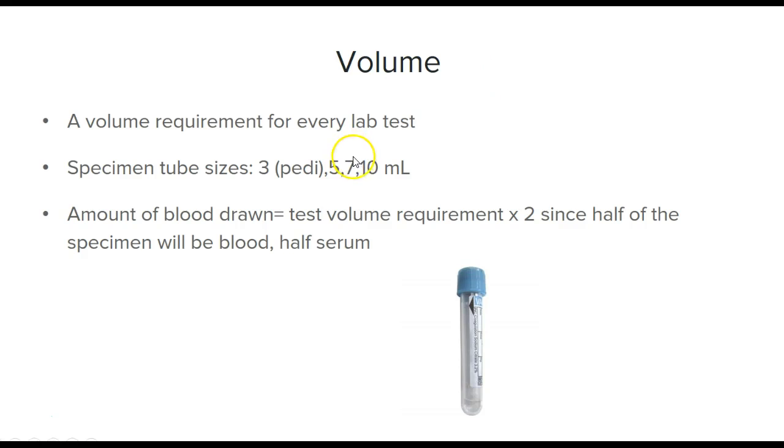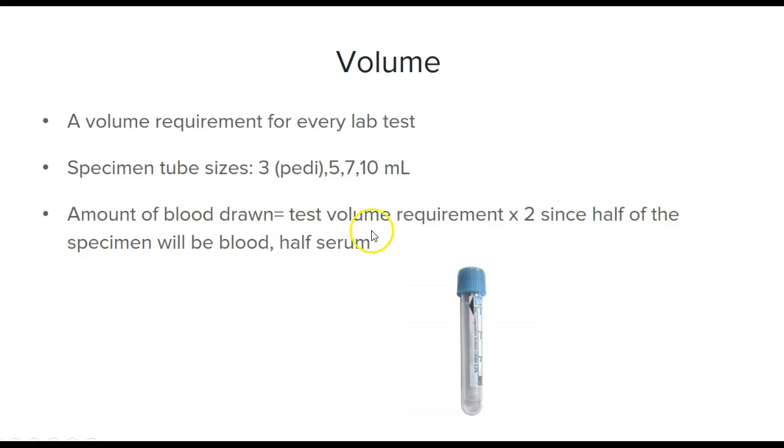So the specimen tube sizes, these are the most common. There's a 3 milliliter. These are called pediatric tubes because we use them for kids. Then there's 5 milliliters, 7 milliliters, and 10 milliliters. So the most common are the 7 mLs, I would say.